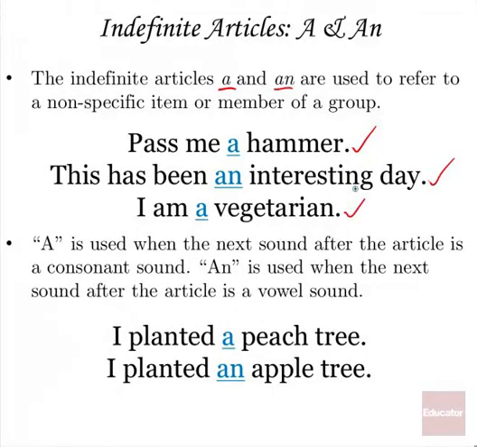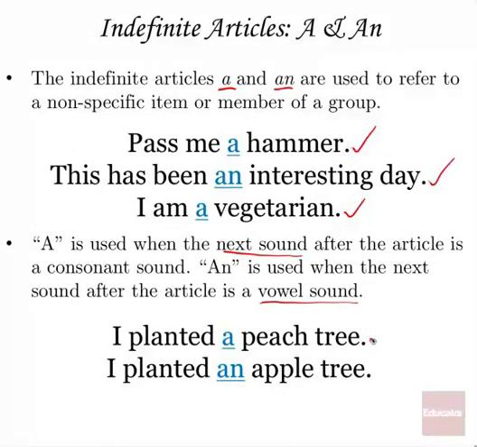A is used when the next sound after the article is a consonant sound. An is used when the next sound after the article is a vowel sound. Now, this can be a little bit confusing because normally we look at how the words are spelled, and if it starts with a consonant, we put a there. If it starts with a vowel, we put an there. Unfortunately, that doesn't actually help as much as you'd think.